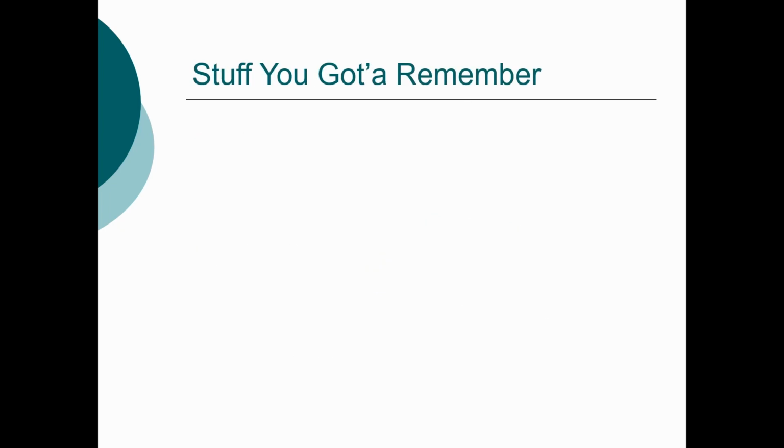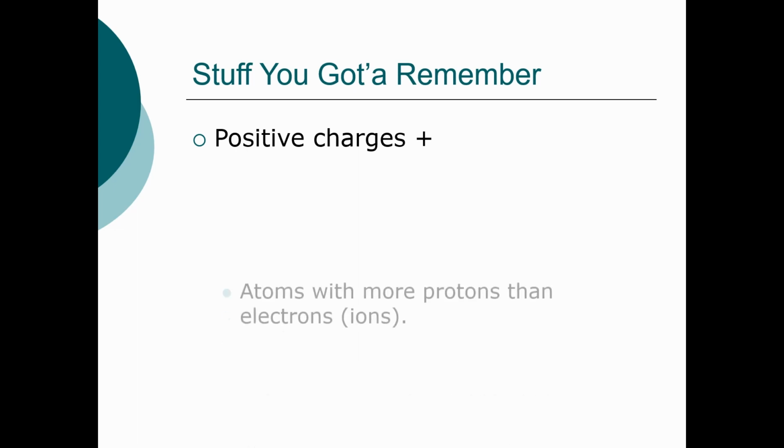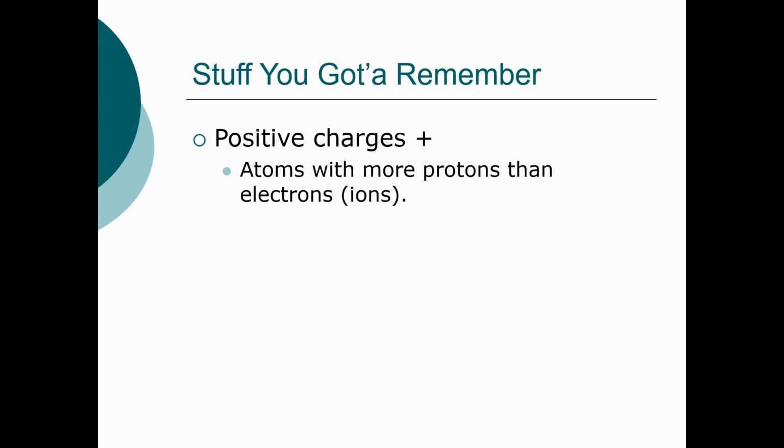In the world of electrostatics, items can have a positive or a negative charge. Positive charges arise from the presence of protons. Materials exhibiting a positive charge will have more protons than electrons. Basically, some of the electrons have been removed.